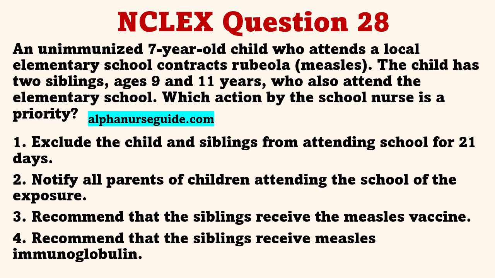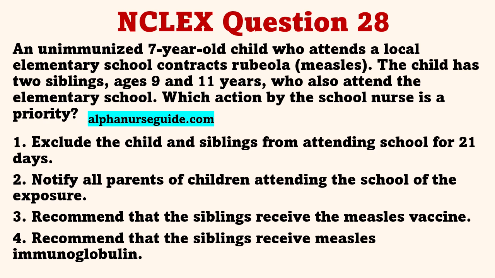The correct answer is 1. Exclude the child and siblings from attending school for 21 days. Rubeola is a highly contagious infectious disease with severe consequences that include death. The Centers for Disease Control and Prevention reports that 9 of 10 susceptible people with close contact to a person with measles will contract the disease.